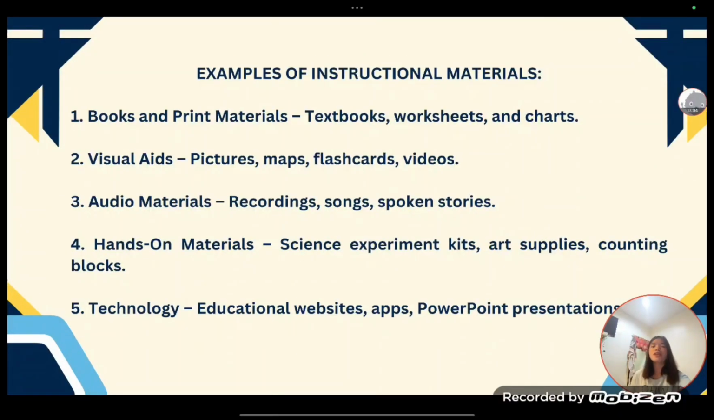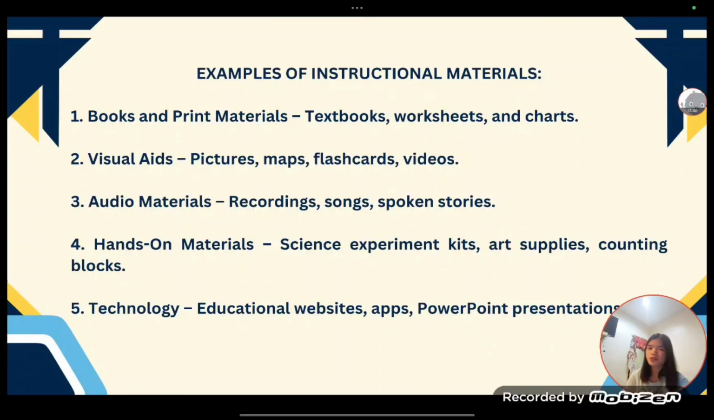So here are the examples of the instructional materials. First is we have the books and the print materials such as mga textbooks, worksheets, and charts. Second is we have the mga visual aids. This includes mga pictures, mga maps, flashcards, and videos. Third, we have the audio materials such as mga recordings, songs, or some stories. Next is we have the hands-on materials such as mga science experiment kits, art supplies, counting blocks to make your class engaging and at the same time motivating.